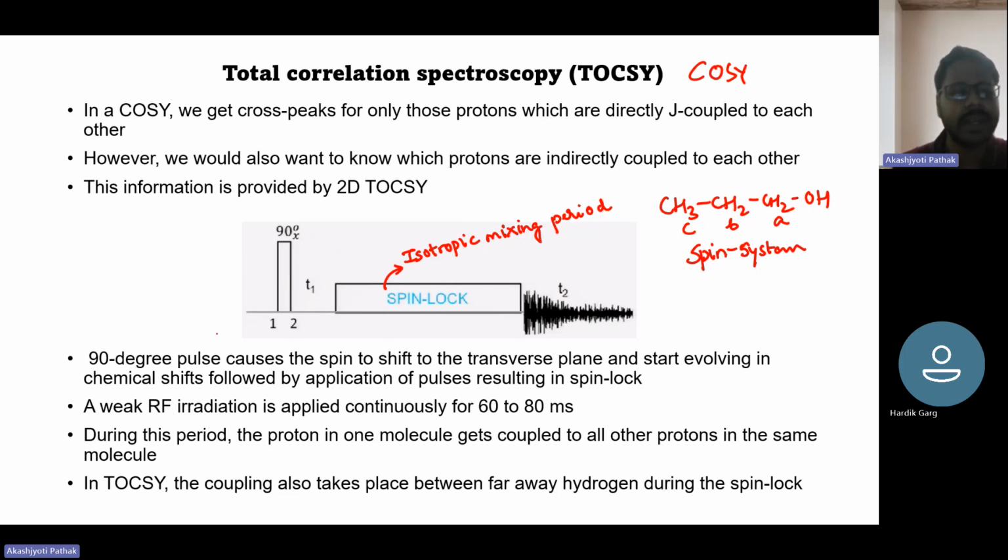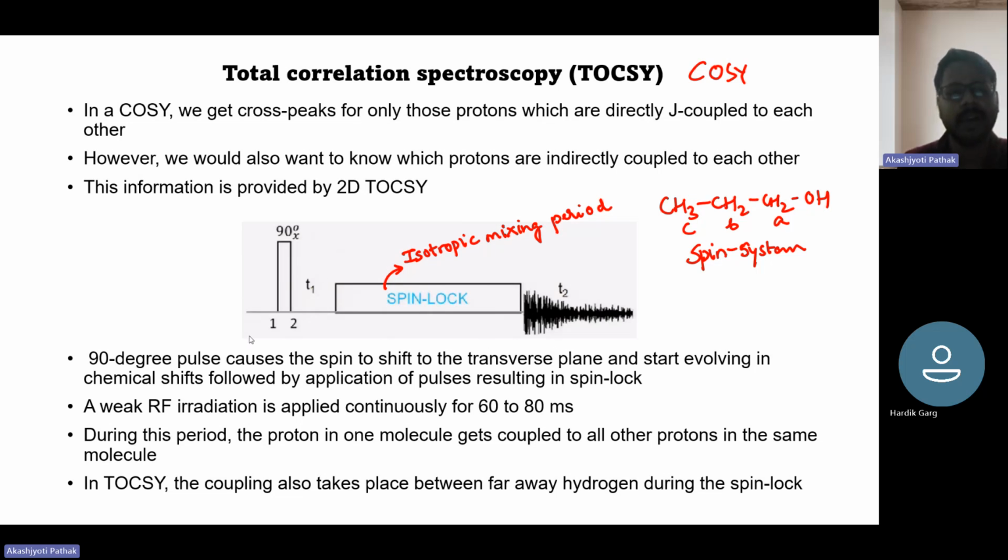So the 90-degree X pulse is given, and this will cause what? It will cause the spin to shift to the transverse plane. If it was oriented in the Z direction, on application of the 90-degree RF pulse in the X direction, it will cause the spin to shift to the transverse plane, the XY plane.